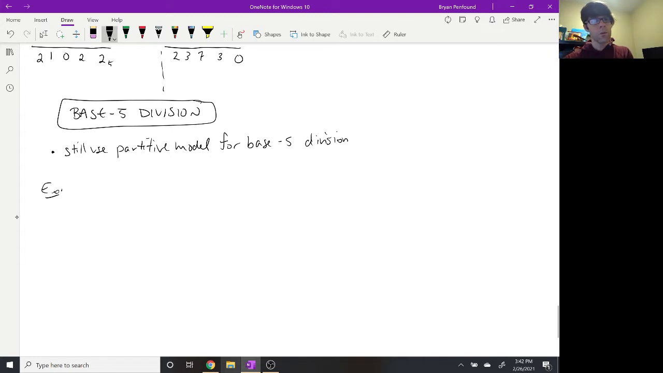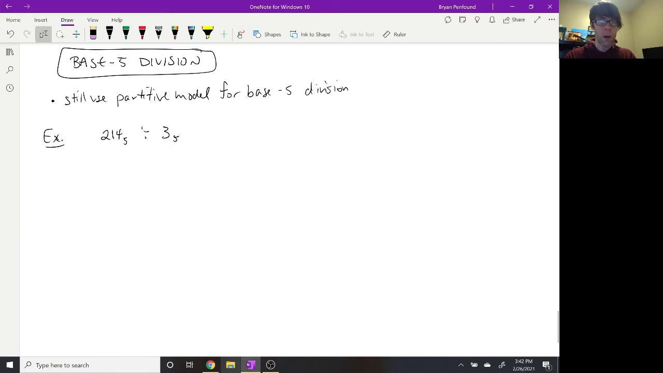So in other words, if I'm looking at the following example, 214 in base 5 divided by 3 in base 5, I want to think about what the visual looks like for this particular problem. Maybe I'll divide our page in half, and we'll do the model part over on the left, and we'll do the algorithm part over on the right.